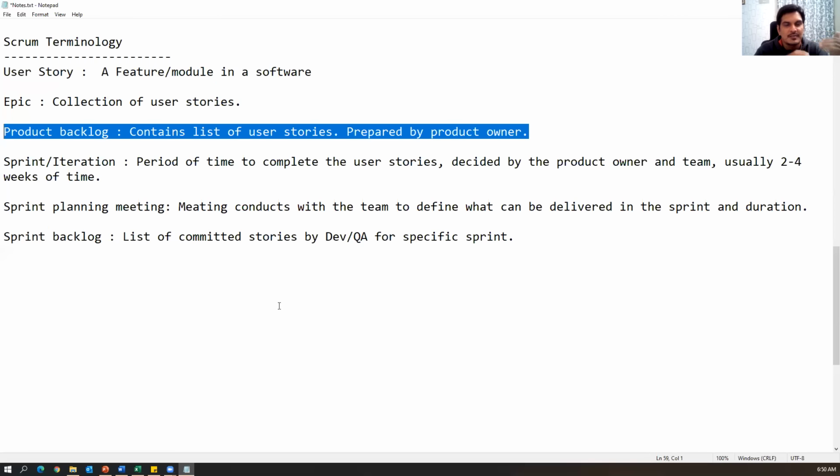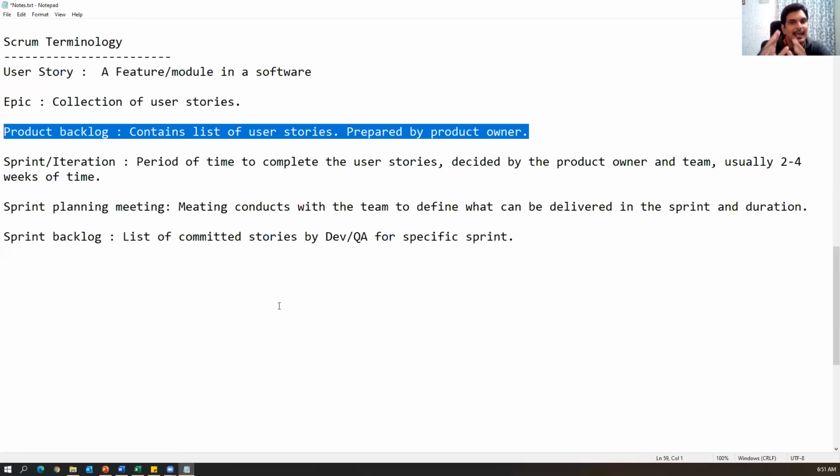That means once the product owner says, I have 100 stories in my product backlog, then the developers and the QA will choose some of the stories for developing and testing in that particular sprint. And that list of stories is called the sprint backlog. It is just like a product backlog, but the difference is that the product backlog contains all the stories from the product. Every story will be written in the product backlog. But in the sprint backlog, we have only a few stories which are committed by the dev and QA.